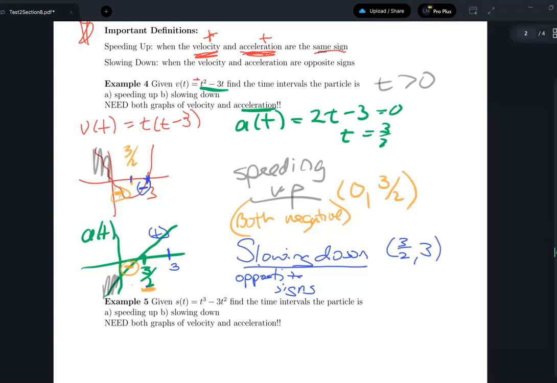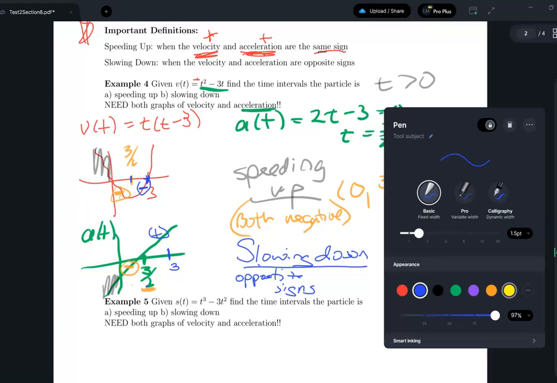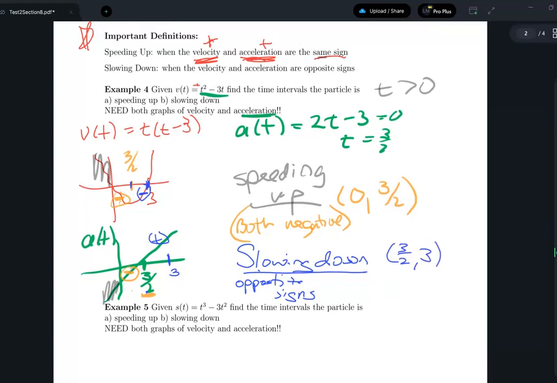And we don't include the endpoints, right? Then let's look and see what's happening after 3. After 3, we've got a positive up here, and we've got a positive up here. So from 3 to infinity, it's speeding up.